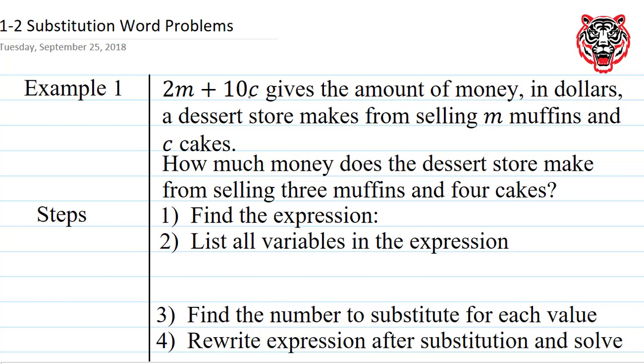2m plus 10c gives the amount of money, in dollars, Dessert Store makes from selling m muffins and c cakes. How much money does the Dessert Store make when selling 3 muffins and 4 cakes? Yeah, so great dictation. If I were reading into my phone to send a text message, it would have all those commas, so thank you.